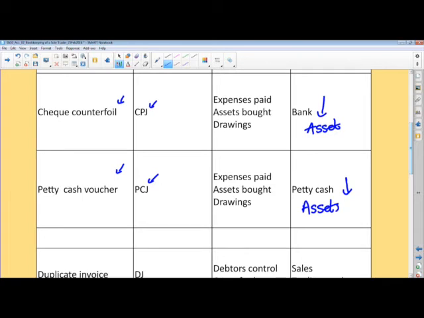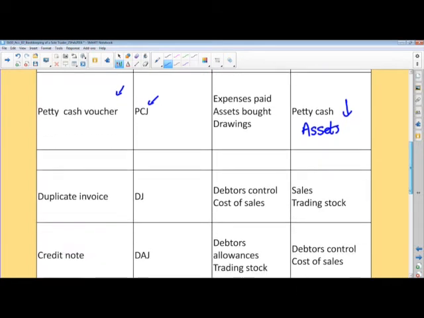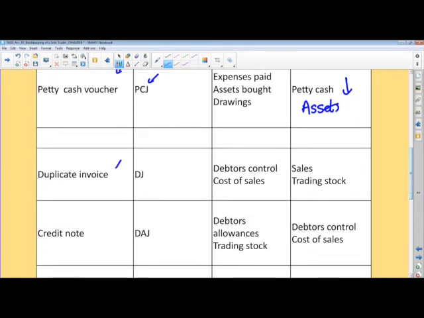Let's continue with the credit sales. When we sell on credit, we will have the duplicate invoice. We'll place those duplicate invoices firstly in your DJ. We'll close the DJ off to these four accounts. Remember, your debtors, which is an asset, will go up. Your cost of sales, an expense, will go up. And I will explain that to you now in detail. Your sales also goes up. It's an income. And your trading stock will go down.